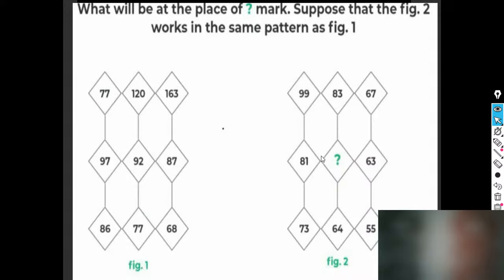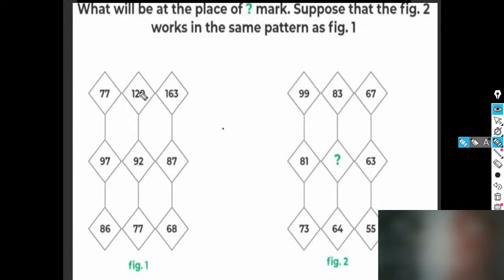Okay, next one. I'll explain this question. First we have two sets of diagrams. In that, figure 1 and figure 2 both are saying the same logic. So if they follow the same logic, what does the question mark mean? That is the question. As this is a new one, I'll only explain this one.